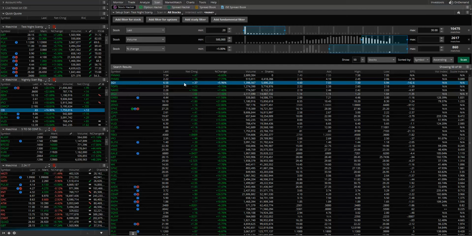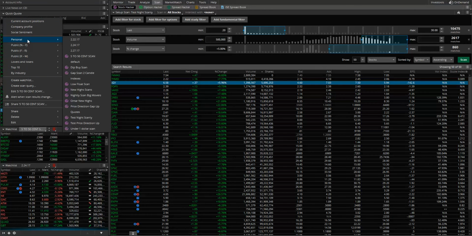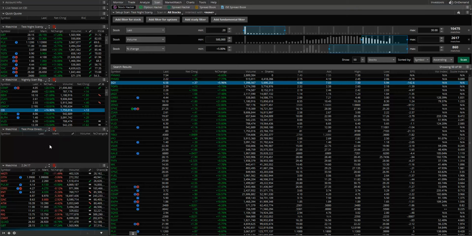That's great because maybe your watch list is a dud, and you're looking for stocks but you don't see any. I think this refreshes every minute. So if you want to pull it up, you go to personal, and here it is, test price action going up.